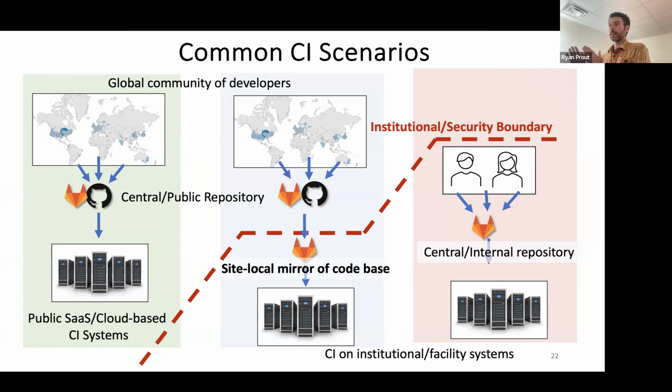As you move to the right, the Oscar model is the one in the middle. This is what ECP and the Oscar facilities have to do. We have this site local mirror, then we attach that site local mirror to the facility system via the Jacomar CI tool. And then on the right is more along the lines of what NNSA labs would do.